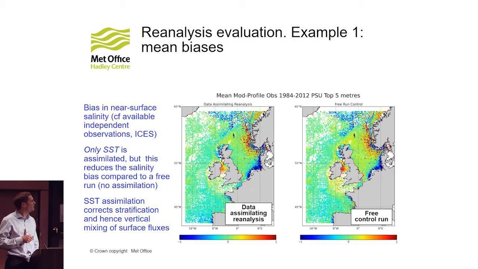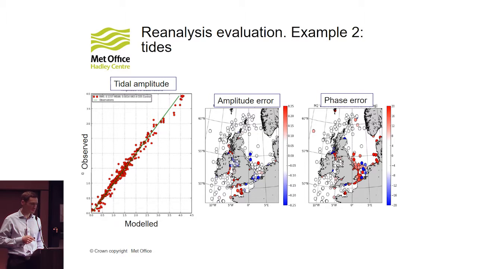this salinity metric. So it's probably not particularly clear in this case, but you can see some of these darker red colours are a bit lighter on this side, and similarly some of the bluey colours are a bit greener. So the SST assimilation is helping to correct the stratification to some degree, and therefore improving the salinity in the model.